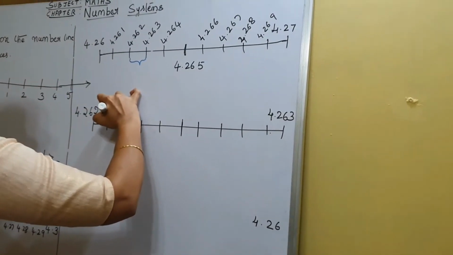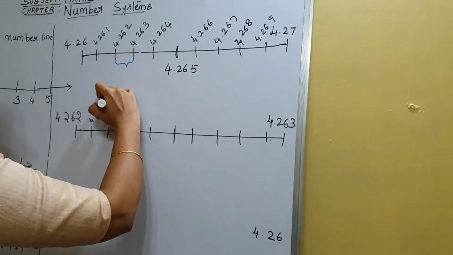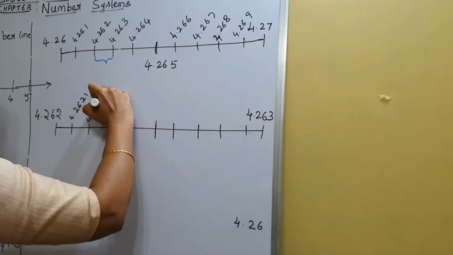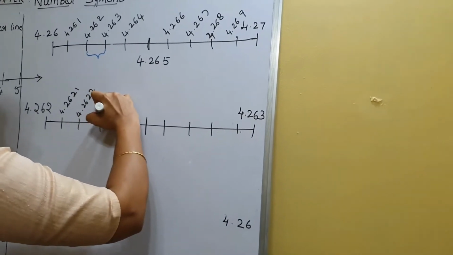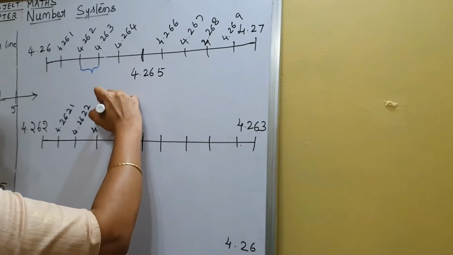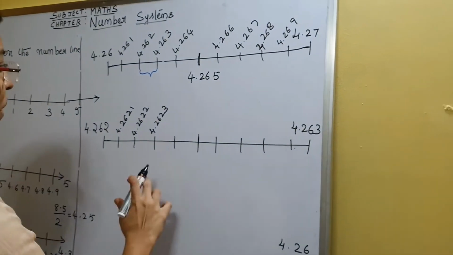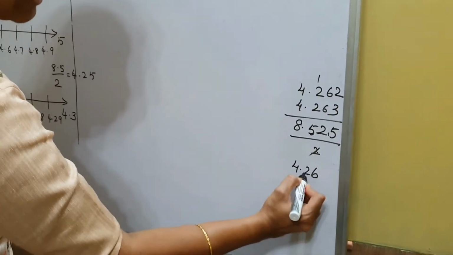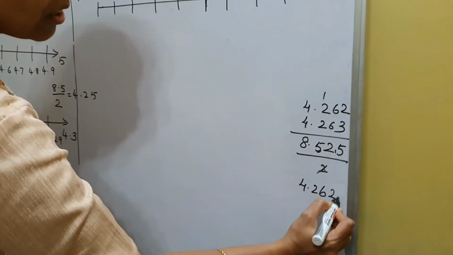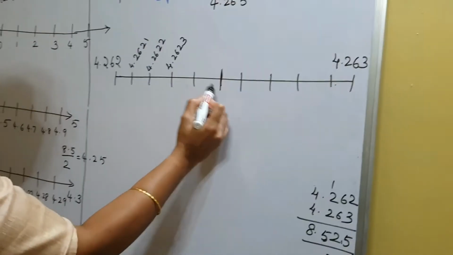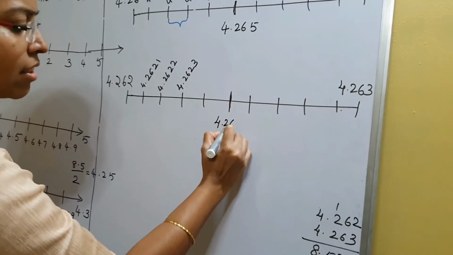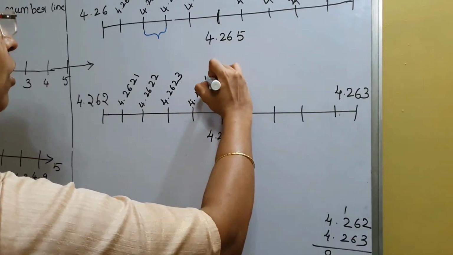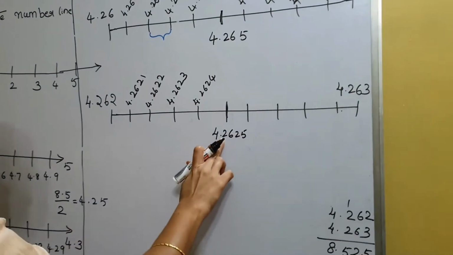We can write 4.2621, 4.2622, 4.2623. Why? We can also verify. So 8.525 divided by 2 is 4.2625. So here we are getting it as 4.2625. Here we will continue writing 4.2624, and we have got the mid value correctly.